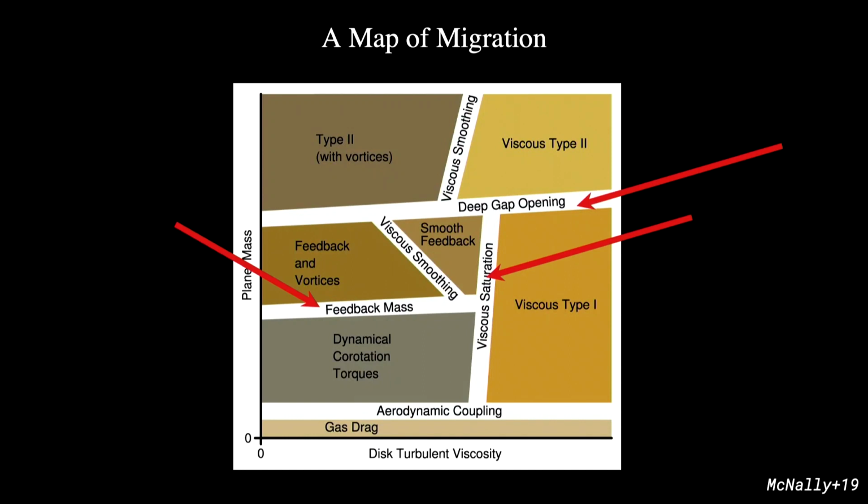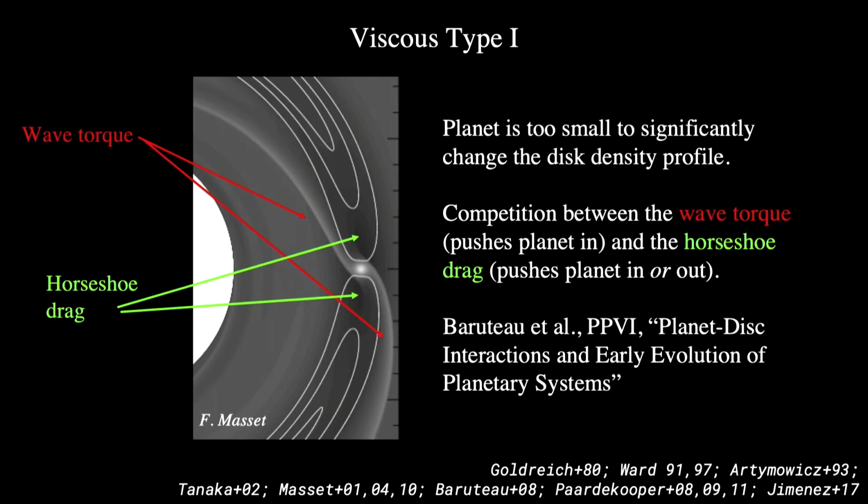So I'm going to start off with the slightly more well-known part of this parameter space, which is viscous type 1. When you put a planet into a disk, there are generally two types of interaction with the disk that we need to worry about in terms of planet migration. One is that the planet launches these spiral waves, and there are density enhancements in these waves, so they exert a torque on the planet.